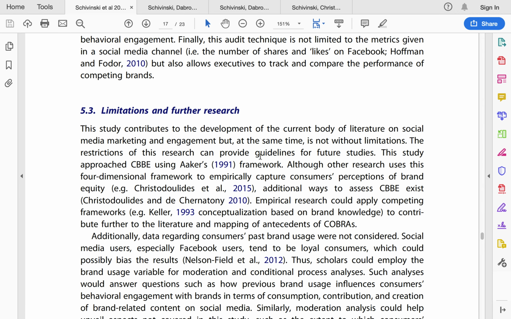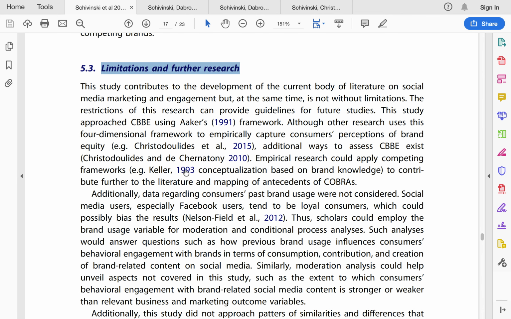Limitations and further research. The limitations here are going to be all the problems you had with the paper. I mean, all of them. Because we could not cover everything we wanted. We had problems with the survey in terms of reach of people. We always have problems, and you need to acknowledge them.